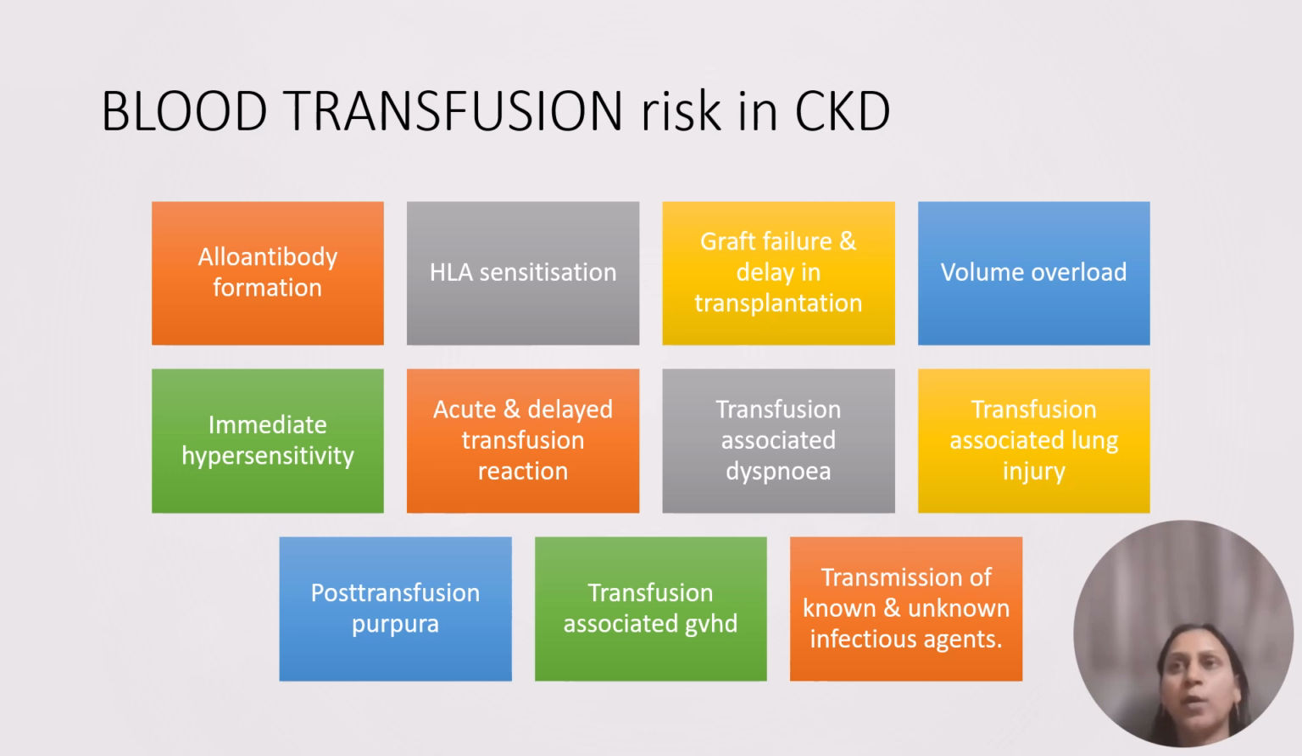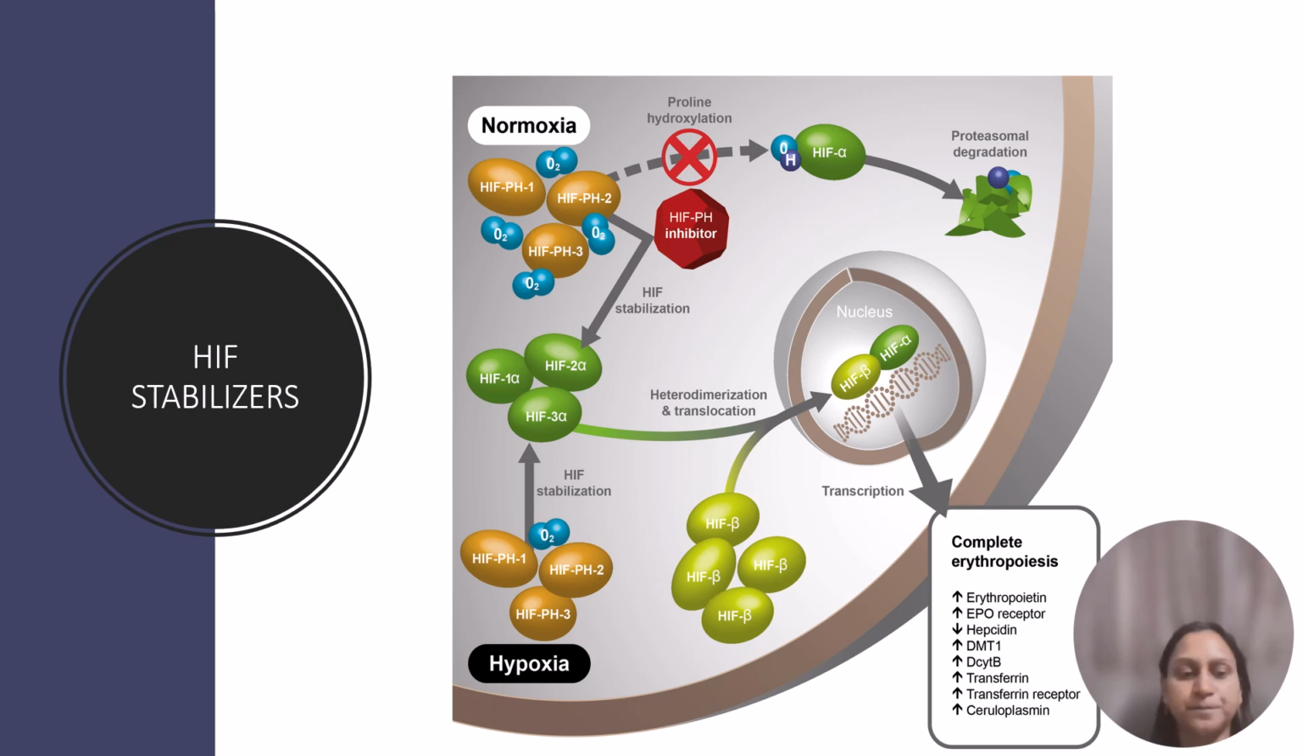Now, why are we avoiding blood transfusion in patients with CKD? If the patient with CKD wants to go in for transplant, then the chances of alloantibody formation are much higher. HLA sensitization happens, graft failure, delay in transplantation. Blood transfusion causes volume overload in already volume overloaded patients who are on dialysis. It can cause immediate hypersensitivity reactions, acute and delayed transfusion reactions, transfusion-associated lung injury, graft versus host disease, and transmission of infection.